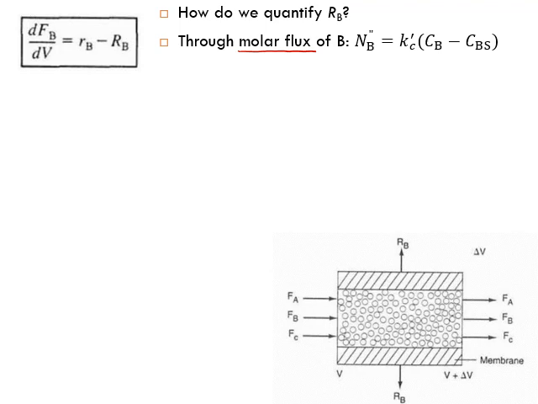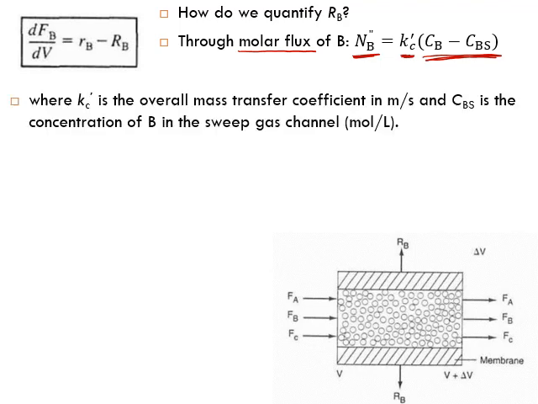So the variable that is more fundamental than RB, which is the diffusion rate per unit volume, is actually the molar flux, NB double prime. Remember the double prime? This is the moles of B diffused per unit time per area, right? And how do we calculate this? Well, as usual, we need the coupling coefficient and the driving force. So the coupling coefficient is Kc prime, which is the overall mass transfer coefficient.